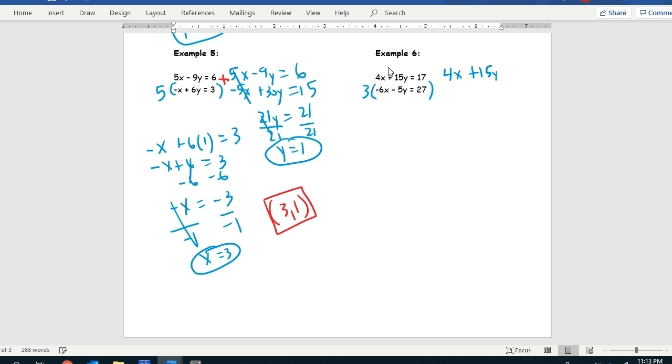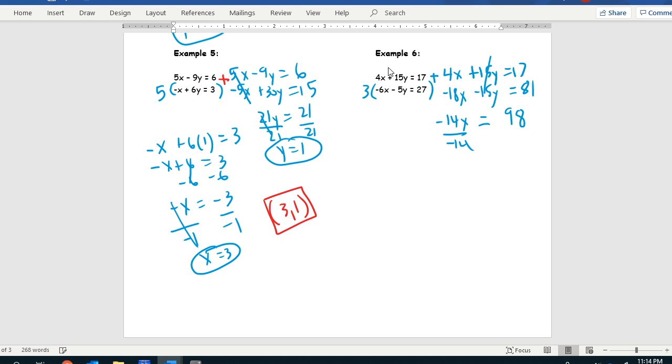4x plus 15y equals 17. And here we get -18x, -15y, and 60 and 21, 81. All right, so we're ready to add the two rows together. What is 4x plus -18x? That's -14x. 15y plus -15y, those are eliminated. 17 plus 81 is 98.